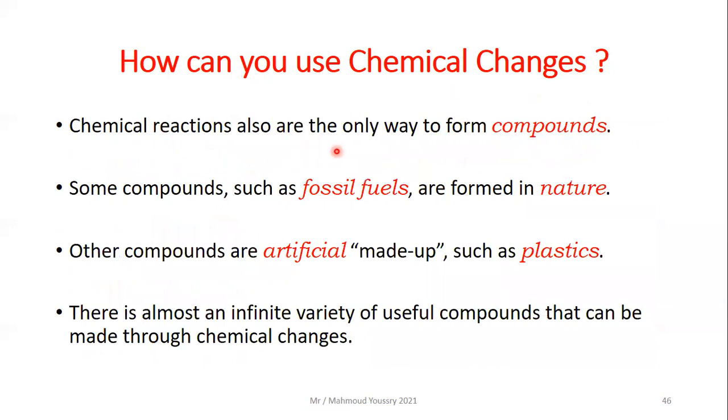Chemical reactions also are the only way to form the compounds that we were talking about in the beginning. Some compounds, such as fossil fuels, are formed in nature, but other compounds are artificial or made by man, like plastics, for example. There is almost an infinite variety of useful compounds that can be made through chemical changes.